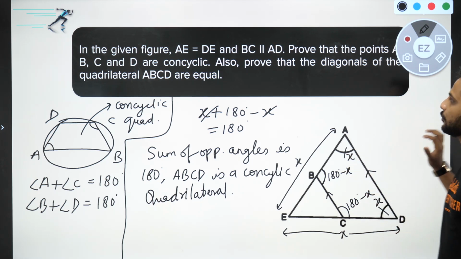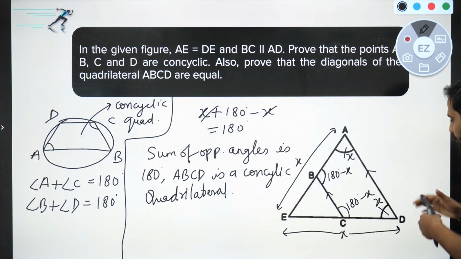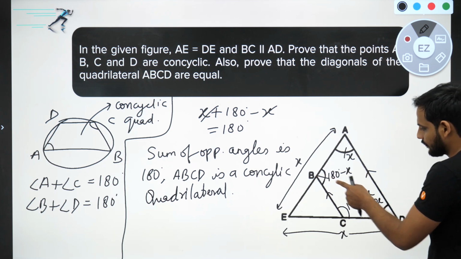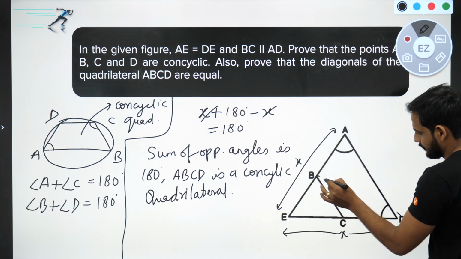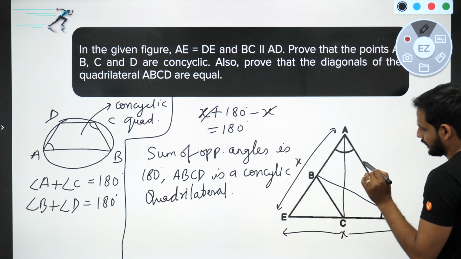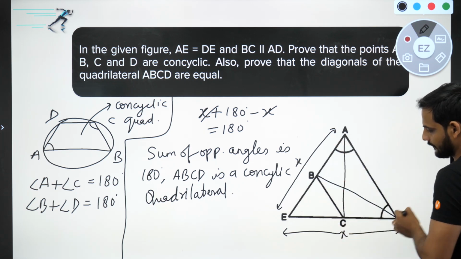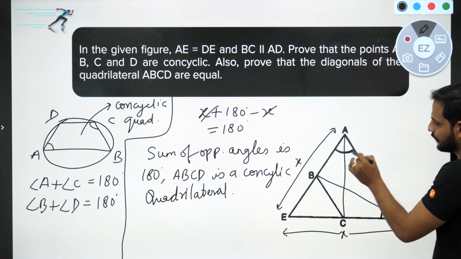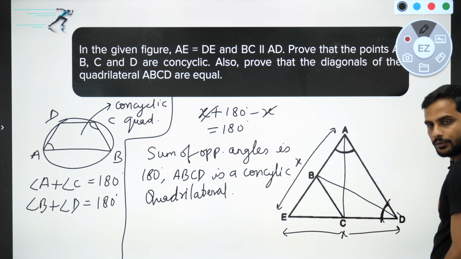Now in the next part you have to prove that the diagonals of the quadrilateral ABCD are also equal. So this part you have to prove. You will join these two diagonals, and take these two triangles, triangle ABD and triangle ACD. One thing you know, in this triangle ABD, this angle is equal to this angle, right?